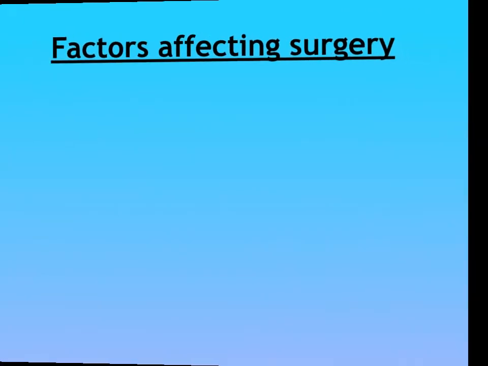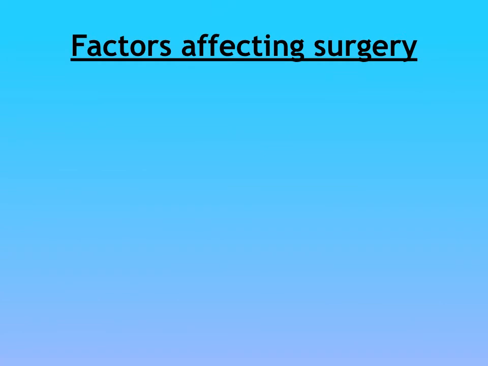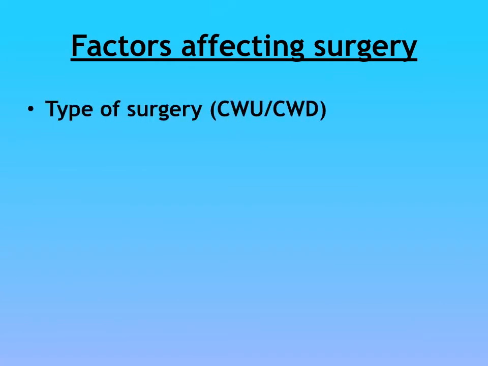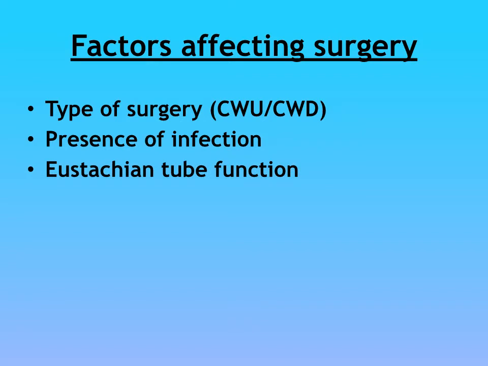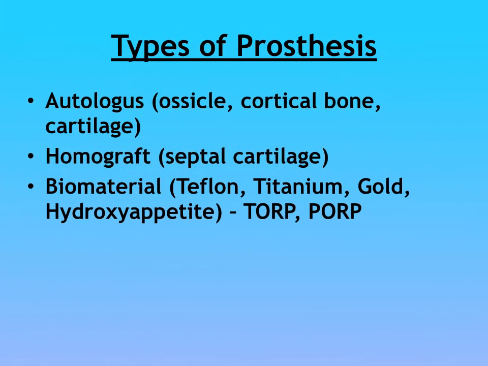So there are a few factors which affect the surgeries of ossiculoplasty. Whether you are going to do canal wall down or canal wall up procedure, presence of infection, and the status of the Eustachian tube function are directly related to the result. The types of prostheses used in our setting are autologous graft material like ossicles, cortical bone and cartilage, homografts like septal cartilage, and biomaterials like Teflon, titanium, gold, hydroxyapatite in the form of TORP and PORP.